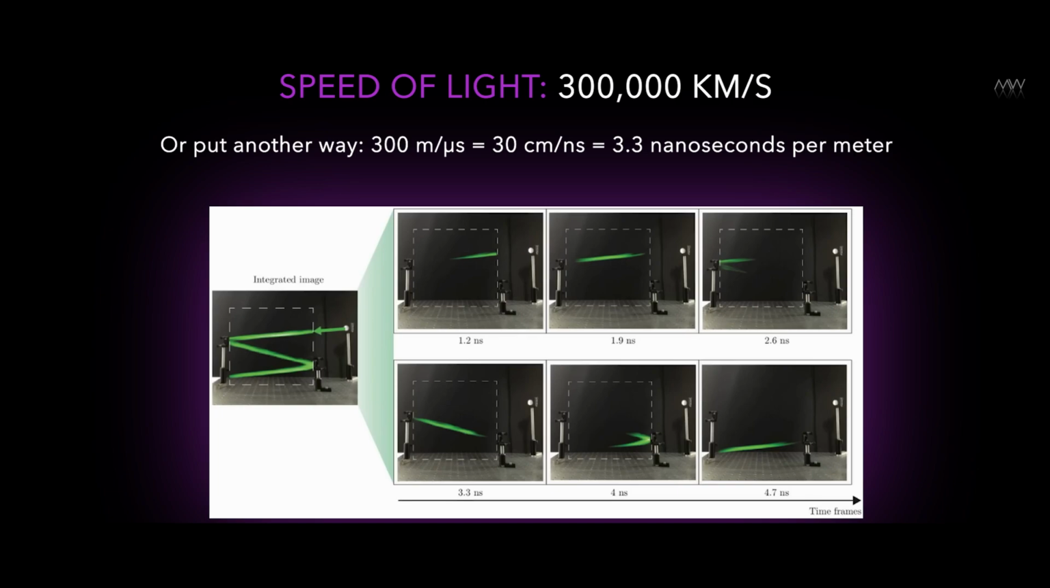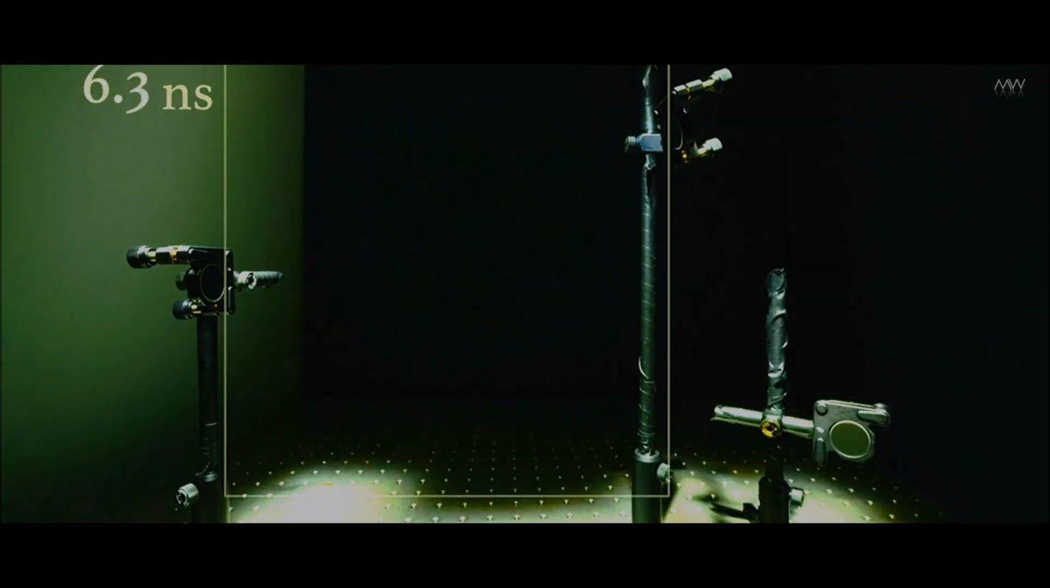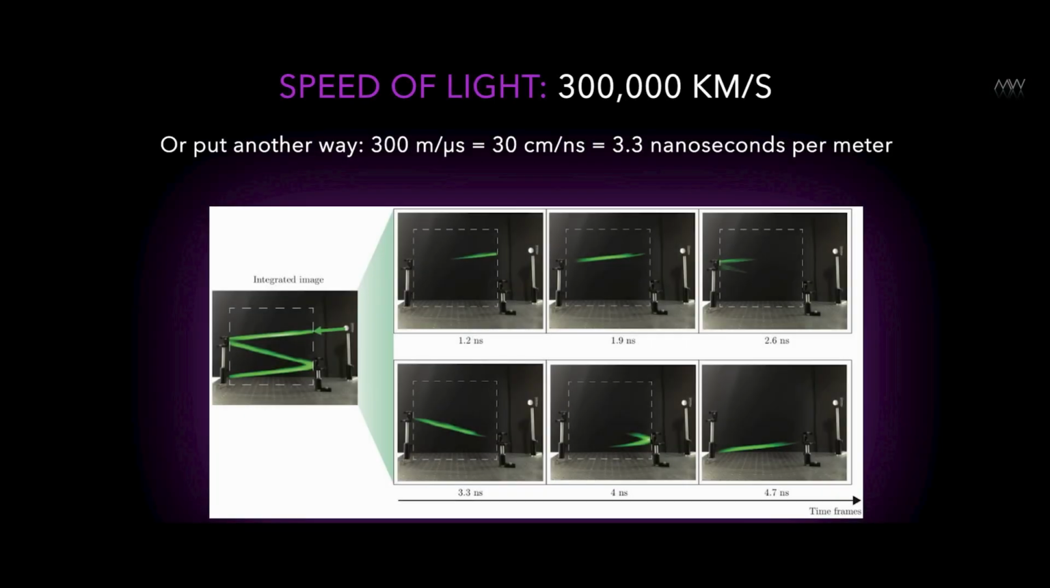So the time difference here is about 1 nanosecond, and you can see the light beam moving. And why is it traveling so fast? Because it's fast. This is the speed of light: 300,000 kilometers per second. The same speed of light can be expressed a little bit differently. So 300,000 kilometers per second is the same as 300 kilometers per millisecond, or 300 meters per microsecond, or about 1/3 of a meter per nanosecond.